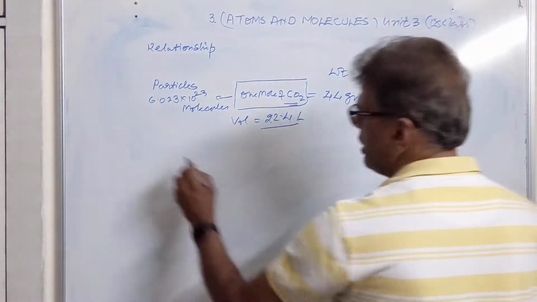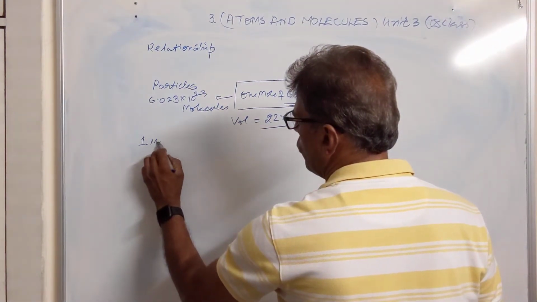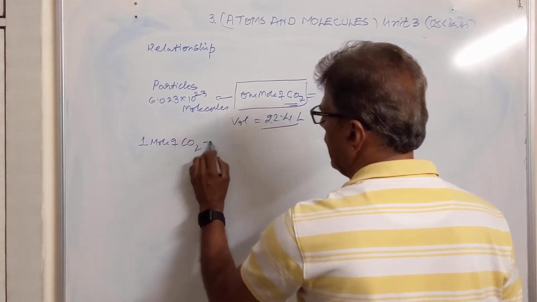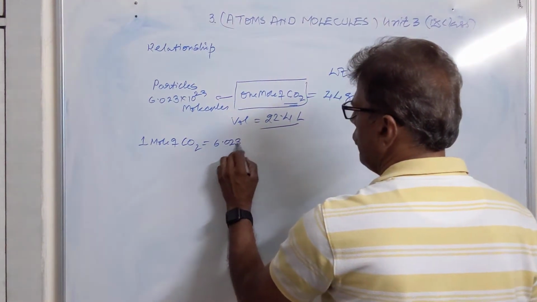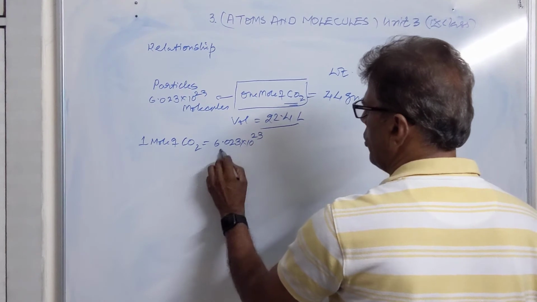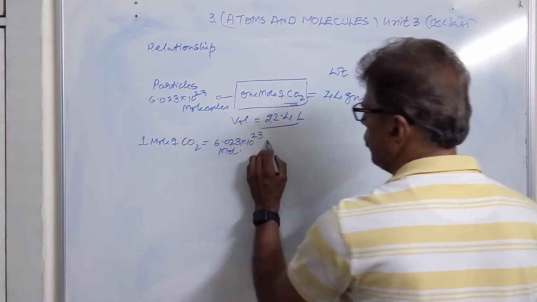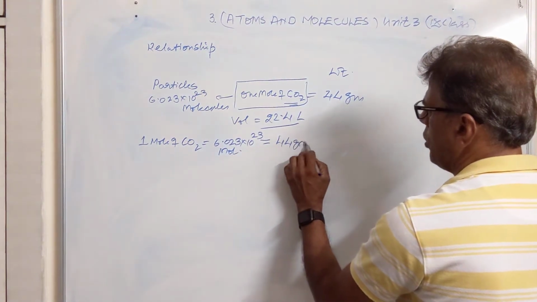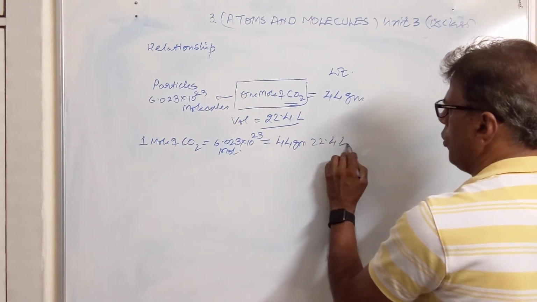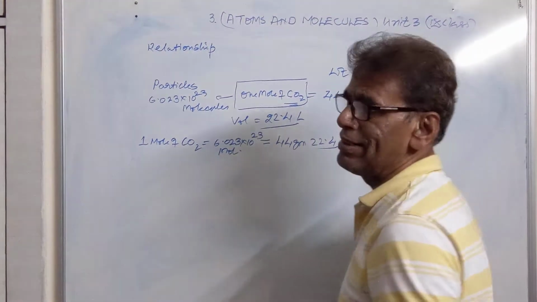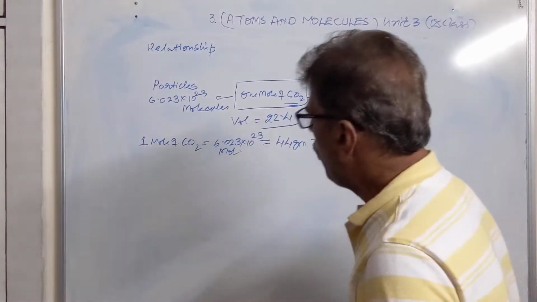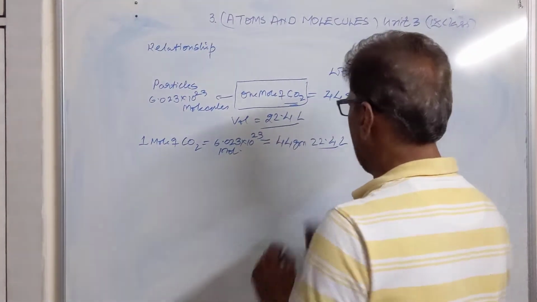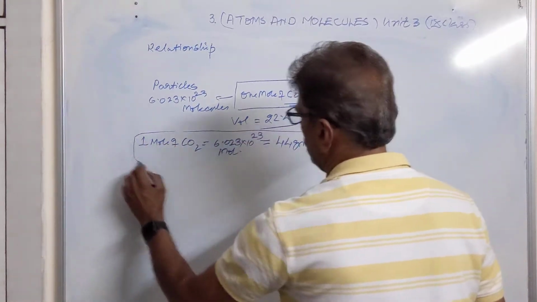It means 1 mole of CO2 is equal to 6.023 into 10 raised to power 23 molecules of CO2, which is equal to 44 gram and 22.4 liters of volume at NTP. So this is 1 mole of CO2. Now, on the basis of this concept, we can solve different problems.